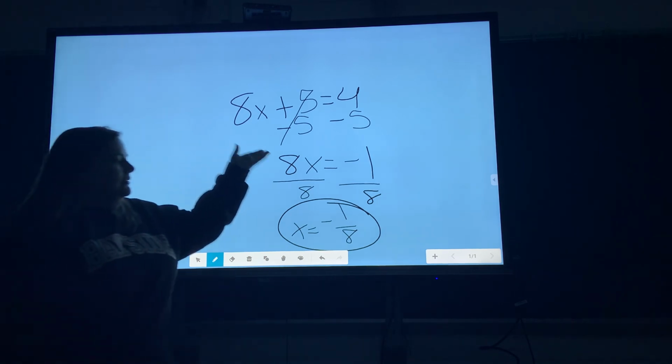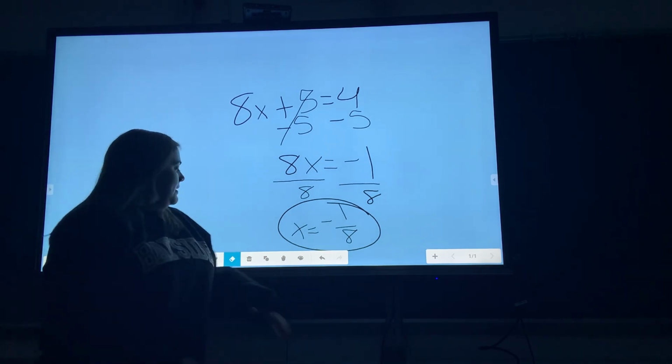So that's proportions. Cross multiply, you may end up having to do the distributive property, and then having a big multi-step equation. And that's it.